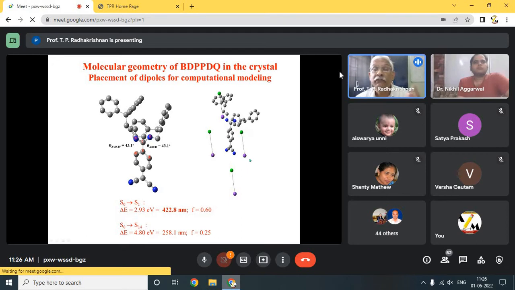Because they are point charges, we don't put any basis functions on them. So the electronic structure is calculated only for this molecule, but we are mimicking the local dielectric environment of the crystal using an extremely crude model. But it works very nicely because we get all these numbers very nicely. This is the absorption energy. In this particular case, there is a very small change in the absorption energy, but not a very significant one. The more interesting thing is the fluorescence energy.